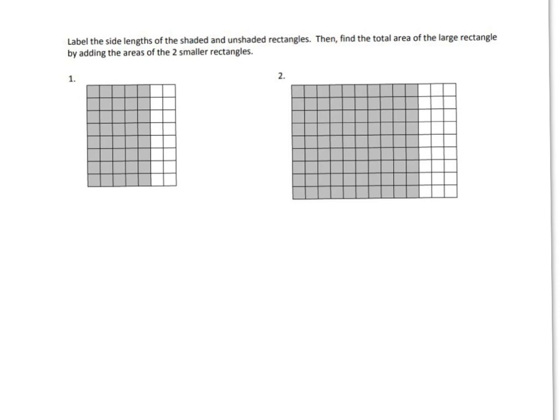All right, so now, last week you guys were mathematicians and you worked on the distributive property. We're going to do the same thing with these two problems, and this is what your independent work is going to look like today. So it's really important that you're paying close attention to this slide. It says label the side lengths of the shaded and the unshaded rectangles. Then find the total area of the large rectangle by adding the two areas of the smaller rectangles. Basically, this is the distributive property.